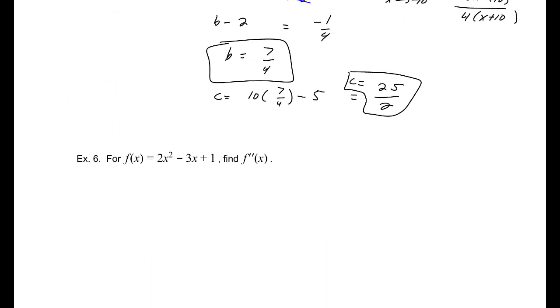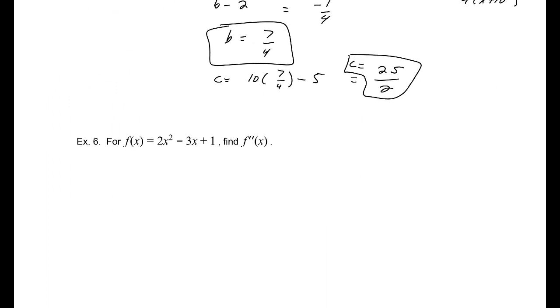Right, let's next look at example 6. We are trying to find f double prime. We're finding the second derivative, which means we take the derivative and then we take it again.